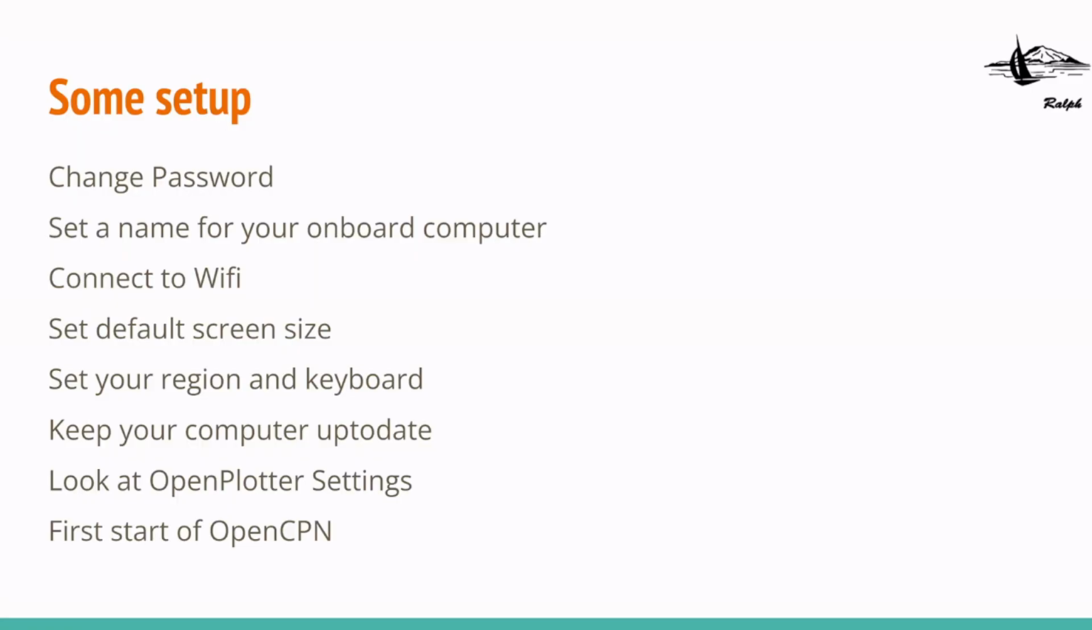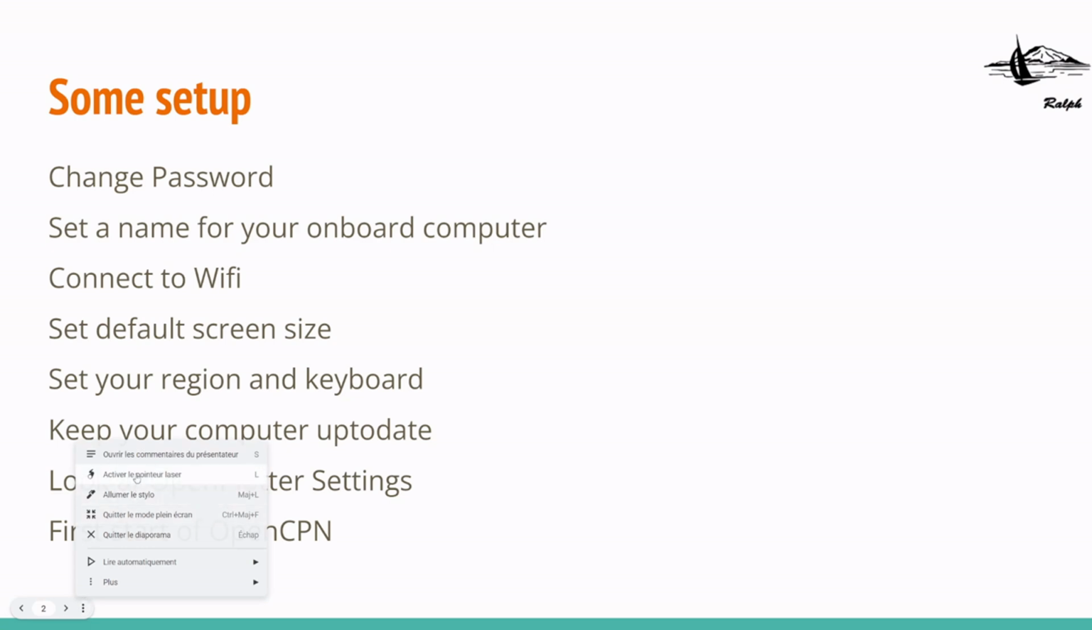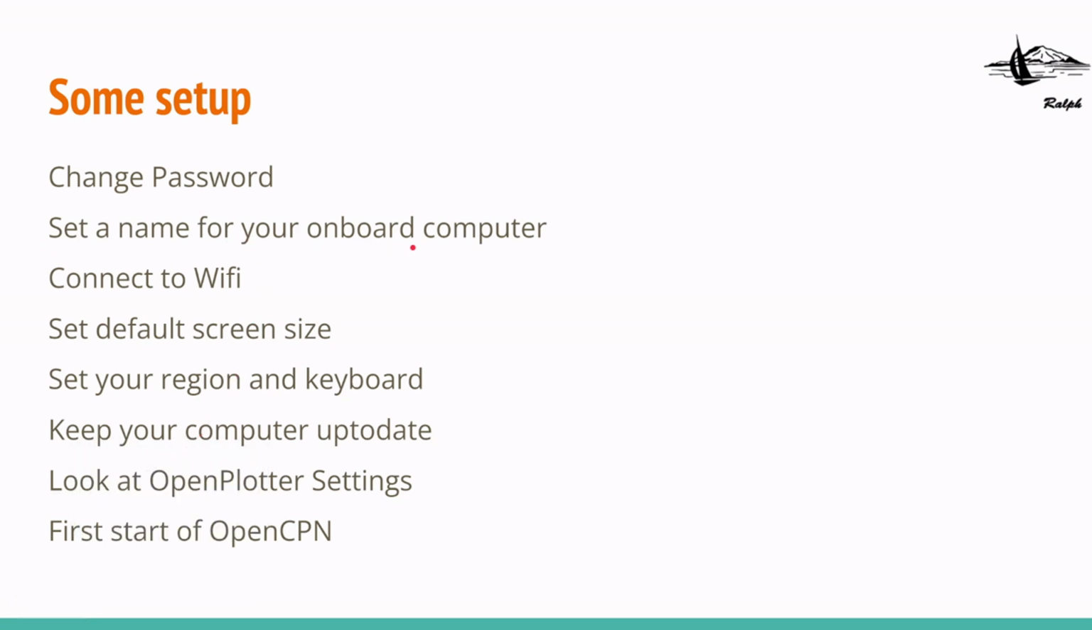So today we have done the first steps with OpenPlotter. We have changed the password. We have also set the name of the onboard computer. We did the connection to the Wi-Fi. We set the default screen. We set up the region and the keyboard layout. We keep our computer up to date. We had a look at OpenPlotter settings, and we did the first start of OpenCPN. So I think this is enough for today.